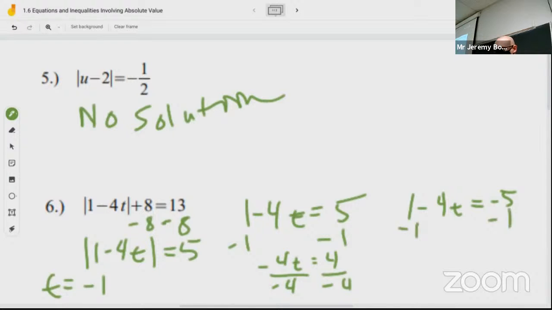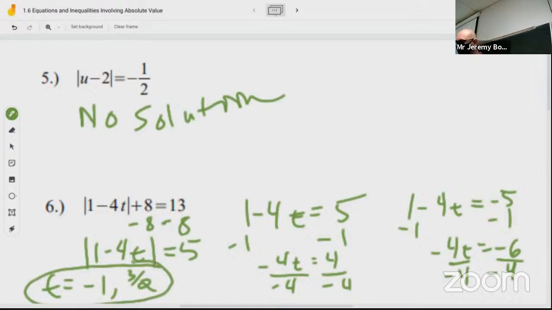And if we work this one out, -4t will be equal to -6, divided by -4, which will be 3/2. And that'll be our solution there. Questions on 6? Seven, I want to rewrite.